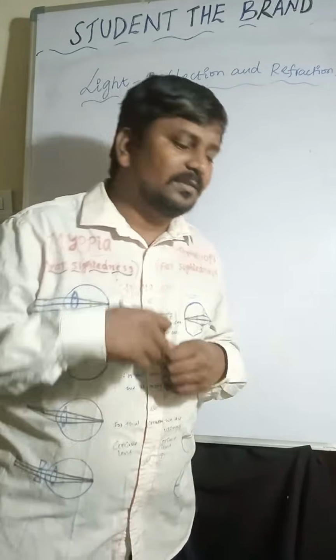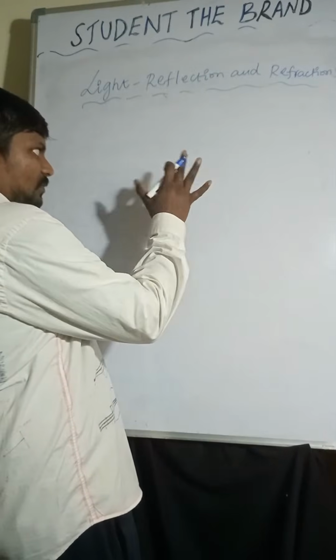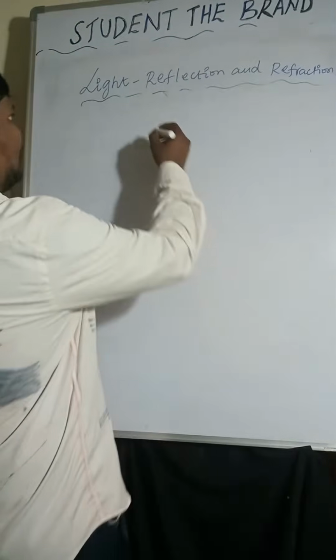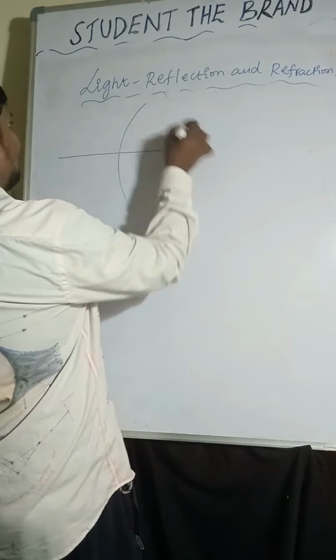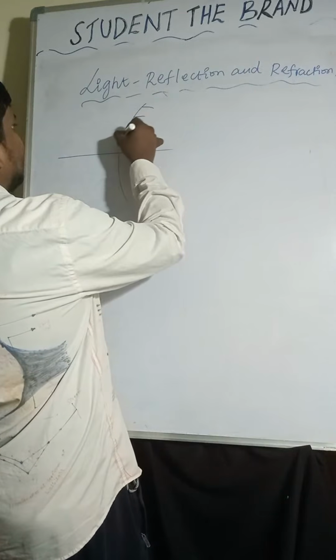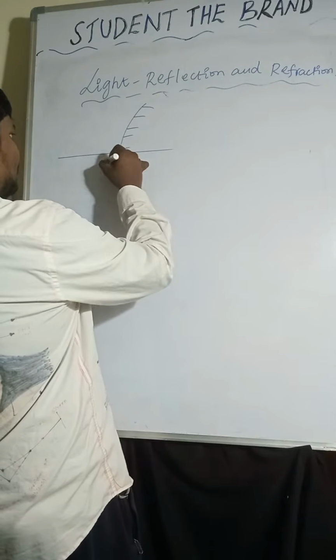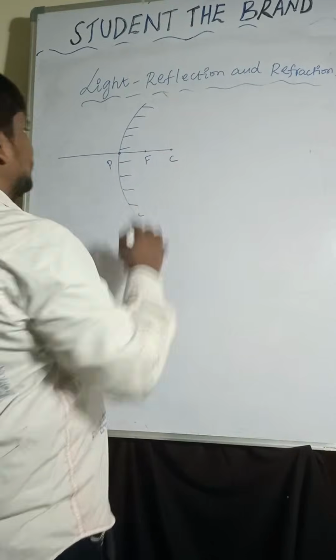Okay, so definitely we'll start. Coming to the point: concave mirror rules are completed. Now I will discuss the convex mirror. This is a convex mirror. Reflection takes place on the outer side. I'm taking the pole, focus and center of curvature.